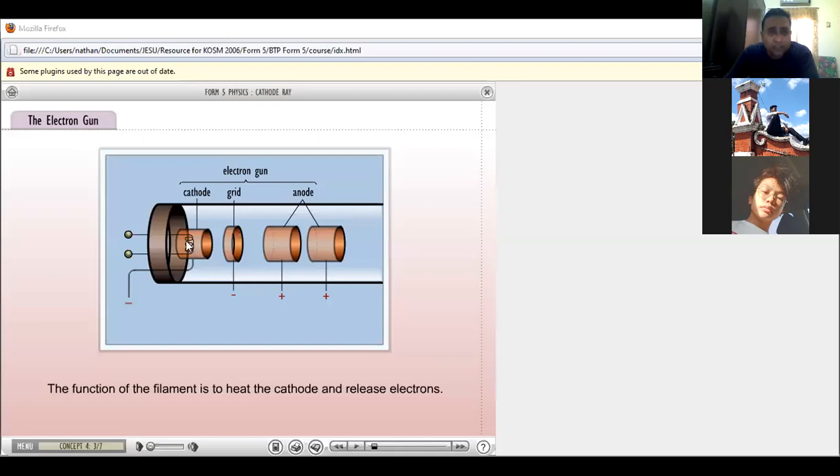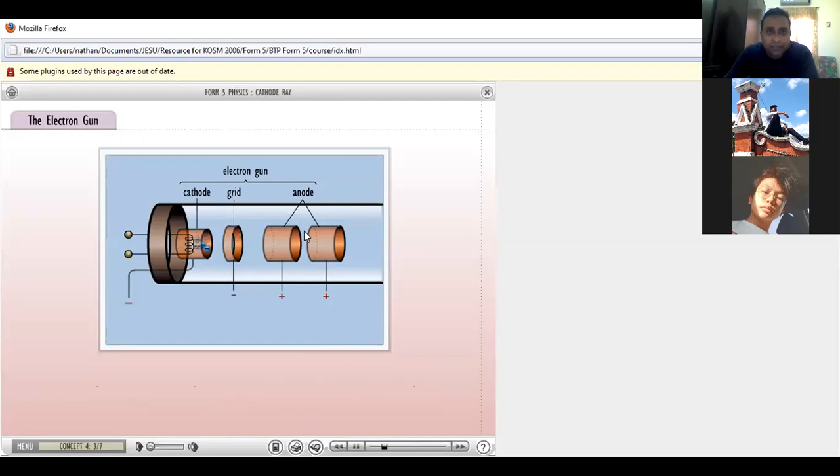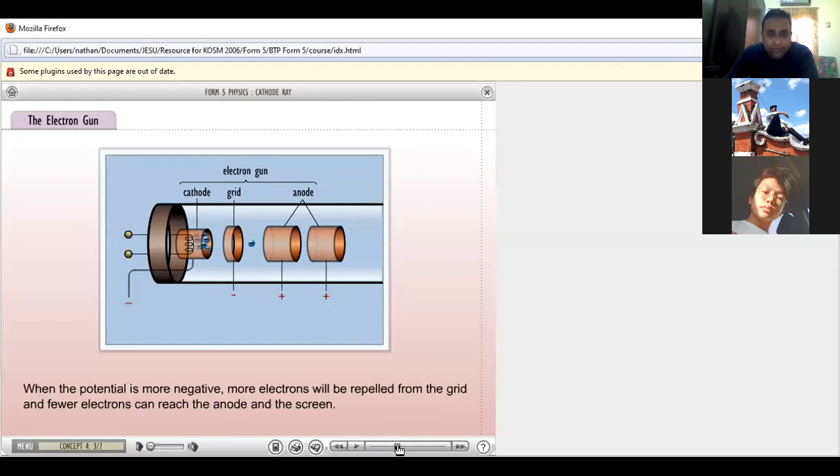Okay. So basically you have a filament here. So the function of filament is to heat up the cathode. So when the cathode get heated up, what happens? It releases electron. We call it thermionic emission. So electron will release by the cathode. And then what happens is the anode will pull the electron to produce cathode ray.